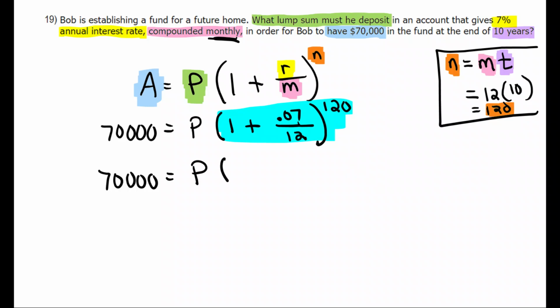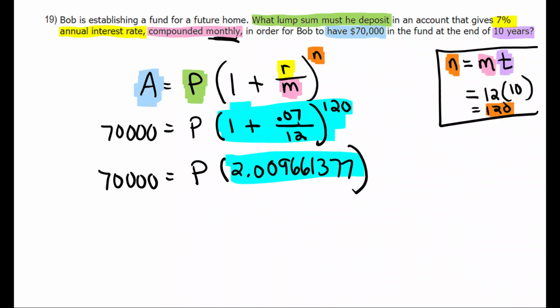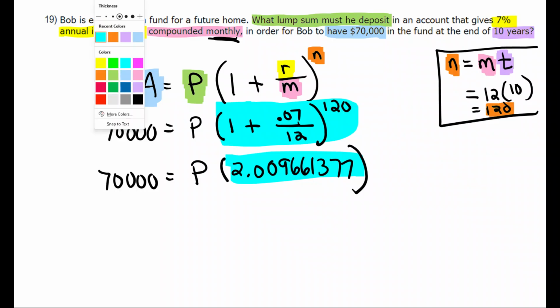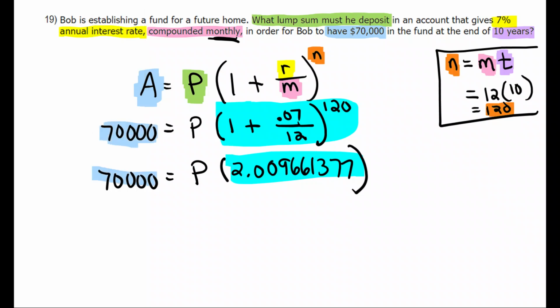Oh, sorry. That's not what I got. That's what I got when I did the work in the parentheses. Okay, raise it to the 120th power. So do all of that I've highlighted. That would be 2.009661377. That's the answer I got when I did all of this up here. I typed in the parenthesis, the 1, the plus, the 0.07 over 12, close the parenthesis, raised it to the 120 power, and I got that 2 point blah, blah, blah number, okay?